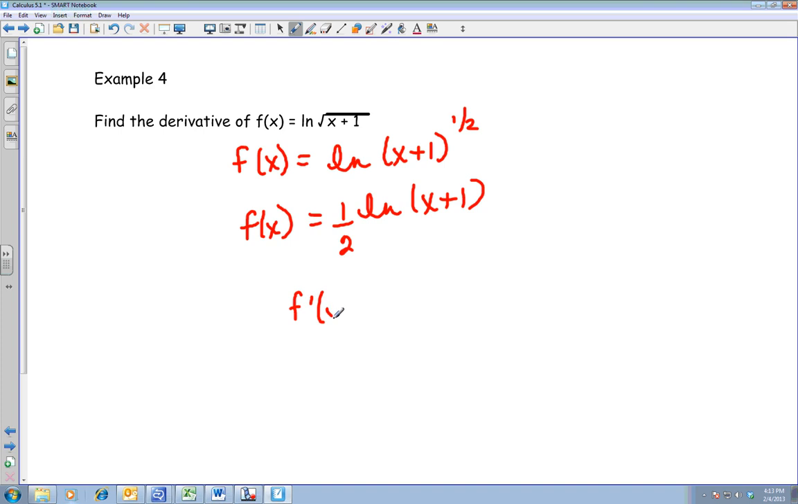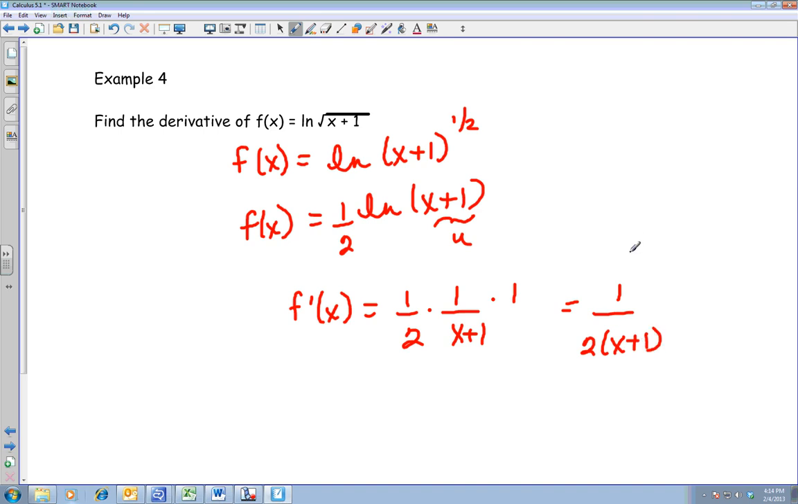So f prime of x equals, this is just a constant, so it's going to stay there. This is my u. So the derivative of natural log of u is 1 over u times the derivative of my u, which is 1. So I get 1 over 2 times the quantity x plus 1.